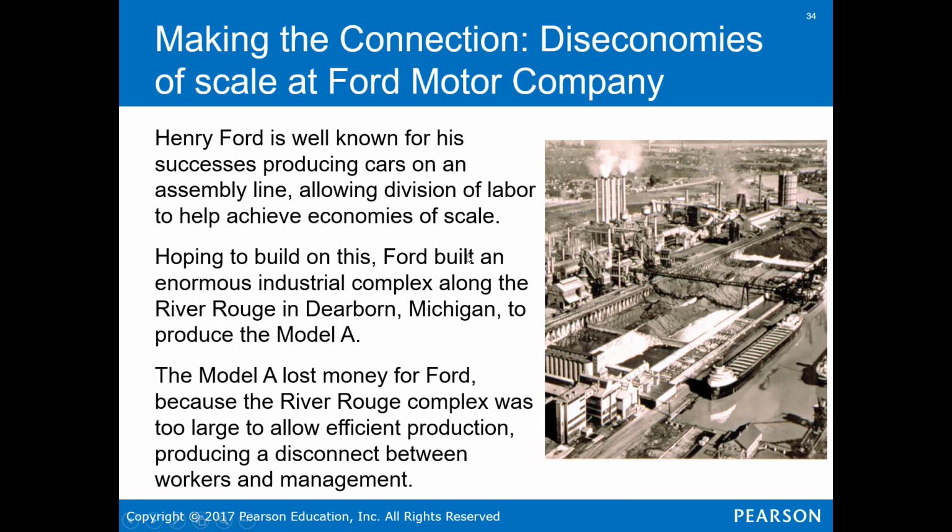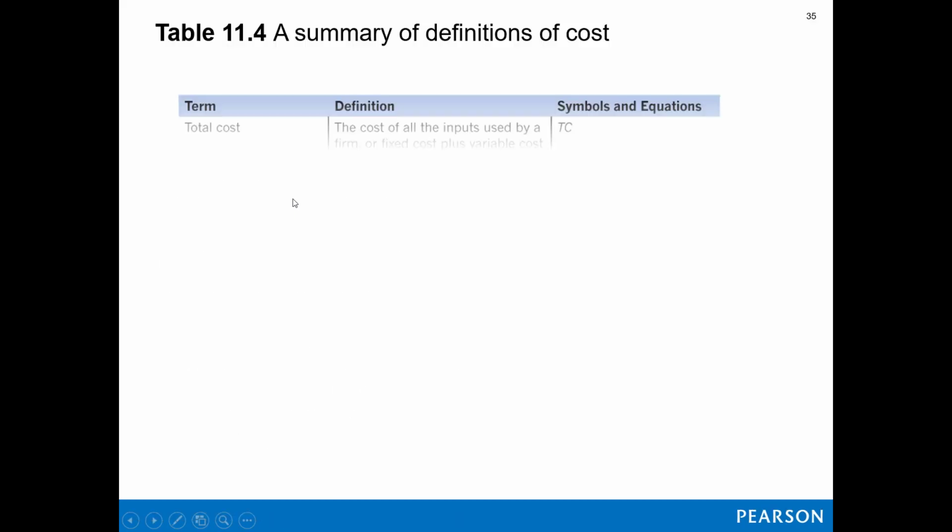Henry Ford is well known for his success in producing cars on an assembly line, allowing division of labor to help achieve economies of scale. Hoping to build on this, Ford built an enormous industrial complex on the River Rouge in Michigan to produce the Model A. The Model A lost money for Ford because the River Rouge complex was too large to allow efficient production, producing a disconnect between workers and management.